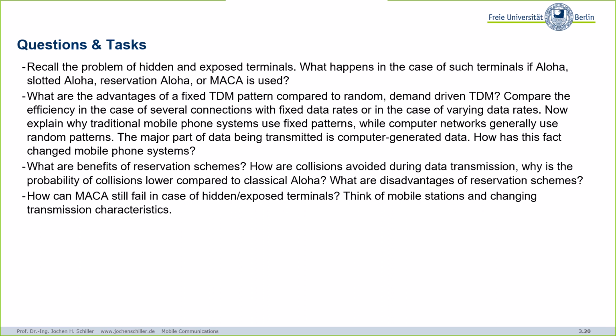Okay, and what happens if you do some kind of reservation? So Aloha during the reservation scheme and then a second phase with the reservations. What happens there?